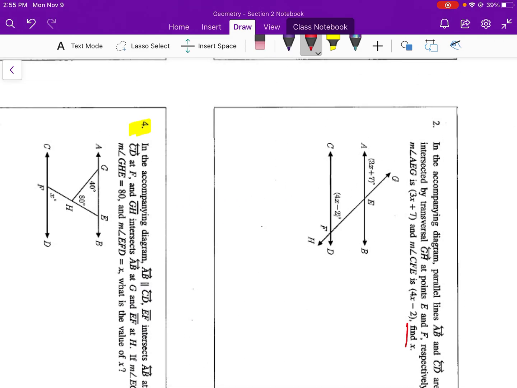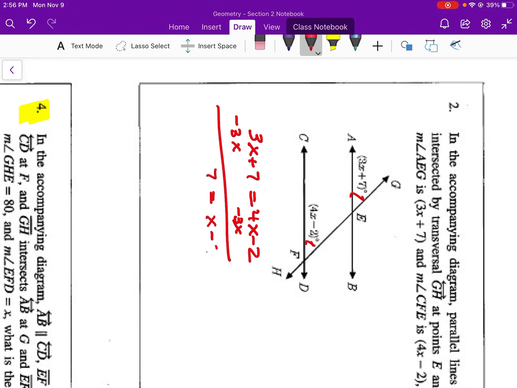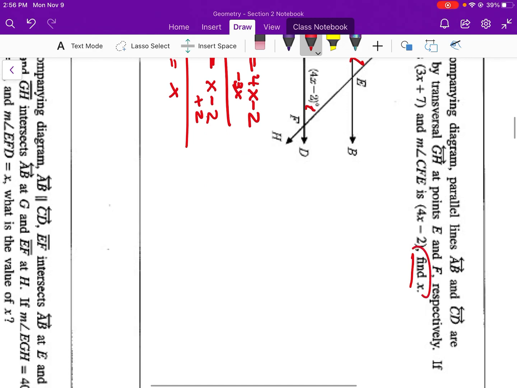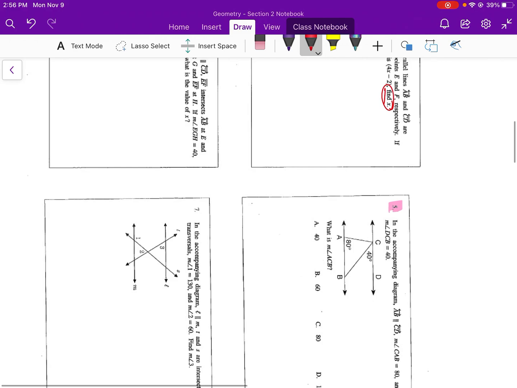Supposed to find x. I've got parallel lines again. This time, this angle and this angle. And I say, those look like corresponding again, right? So those are going to be equal. So 3x plus 7 equals 4x minus 2. I'll subtract 3x just so that my x's stay positive. And then I would add 2. So x equals 9. And it says find x, so I can quit there. 5 we do in class.